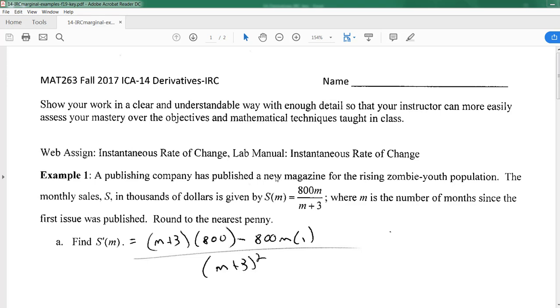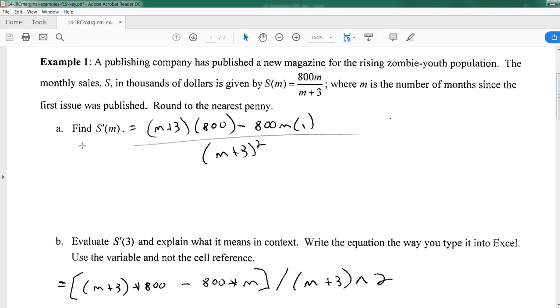This is the examples for instantaneous rate of change and marginal. So let's start off here. Example 1: f prime. So that notation with the apostrophe means derivative. You've learned that already. So very straightforward quotient rule.